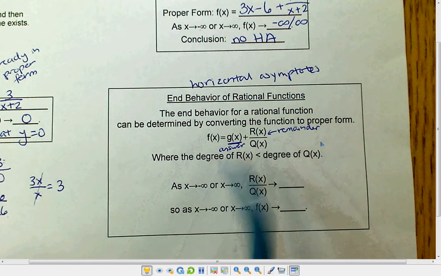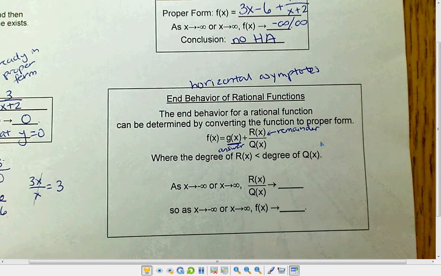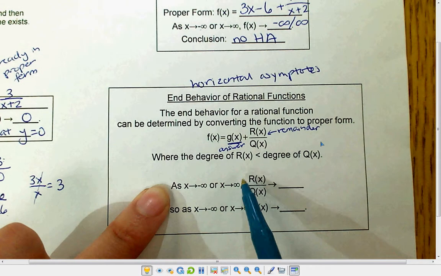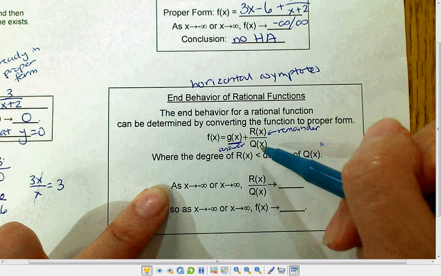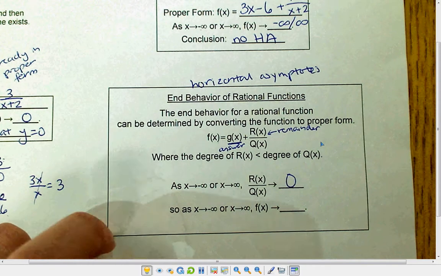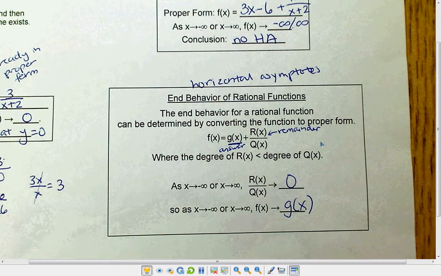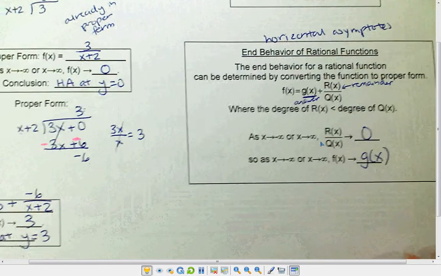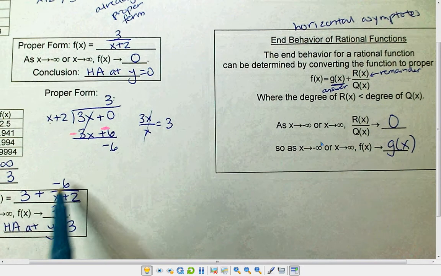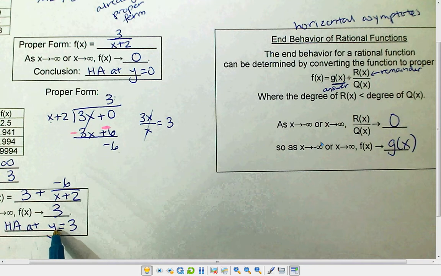Right, so it's in proper form when the degree of the numerator is now less than the degree of the denominator. So when x approaches infinity or negative infinity, the fraction part of this is always going to go to 0. So what's left over is the g of x. So notice how for number 3 here, if the negative 6 over x plus 2 goes to 0, that just goes away. What's left over is the 3. That is your horizontal asymptote.